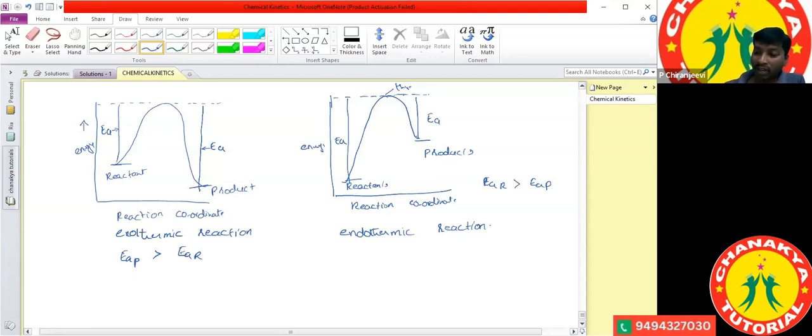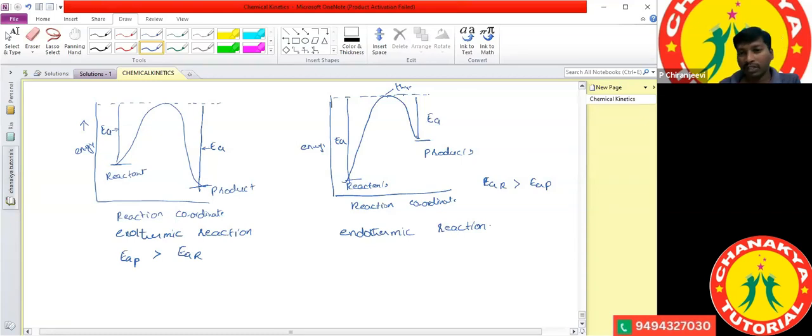What is meant by the threshold energy? The minimum amount of energy required to be involved in a chemical reaction is called the threshold energy. Based on the threshold energy we can also explain the activation energy. Threshold energy minus potential energy is called the activation energy. Based on the reactants and products, we can also explain the activation energy.